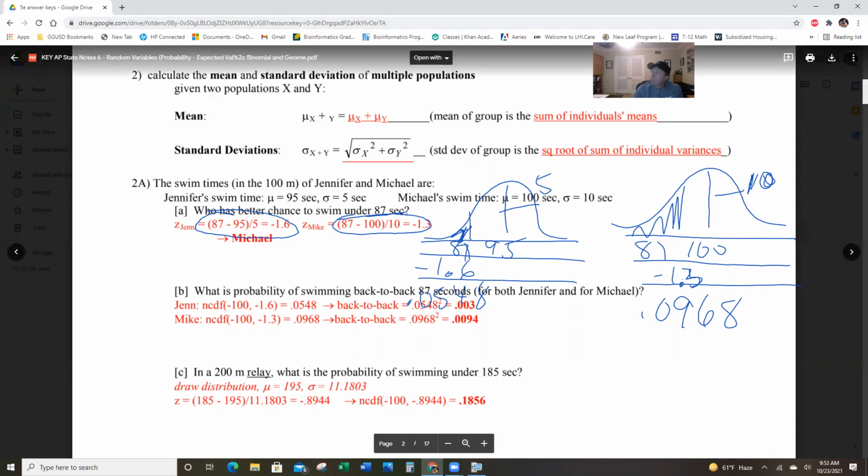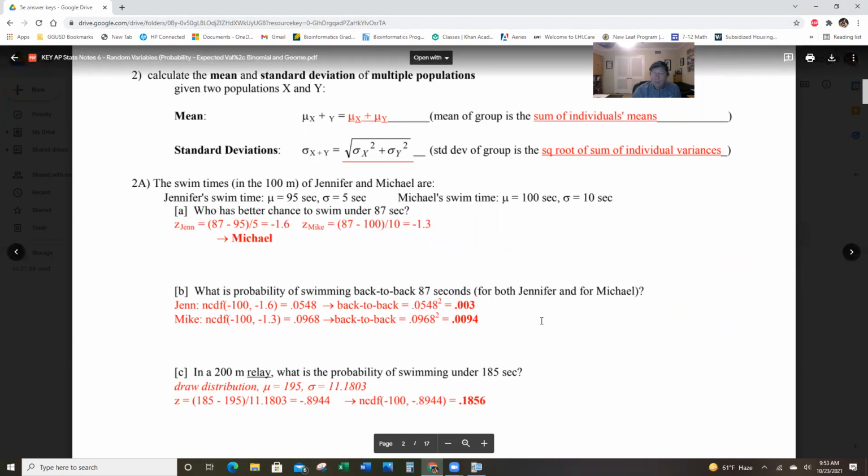All right, so let's go to B. I got those numbers down here. B is really easy. It says, what is the probability of both swimming under 87 seconds back-to-back? Now, I want to make a note here. It doesn't say this, but back-to-back means you've got to do it the first time and the second time. And means multiply. So you're going to take both people and square it, because Jennifer does the 5.48% chance twice in a row, one and the other.